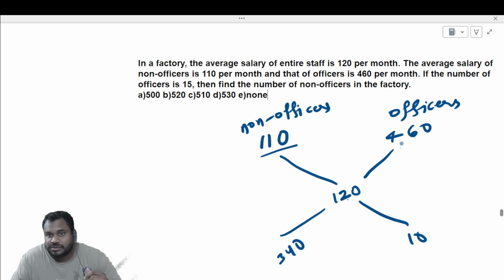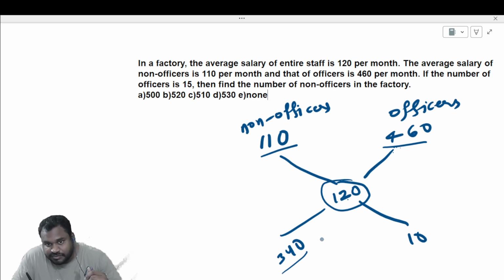First, you write officers and non-officers. Then this should be the combination of both. I am writing this because in the factory officers will be there and non-officers will be there. So the combination comes here in the middle. Now whichever is higher, if you compare 460 and 120, 460 is higher. So higher minus lower will give you the value here. Same way 110 and 120, 120 is higher, minus lower will give you 10.